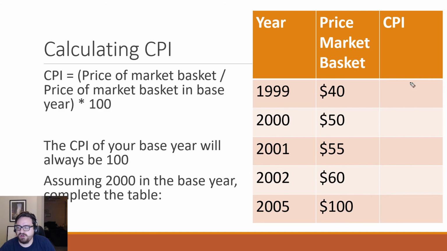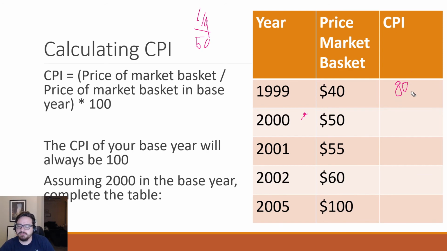So let's run through the logic of that. It says assume 2000 is the base year. I should say is the base year, not in. But that's my base year, it's 2000. So if I'm finding the CPI of 1999, I take 1999's market basket price, that's 40. I divide it by 50. That's the price of my market basket in the base year. My base year is 2000, the price of it then is 50. 40 over 50 is 4/5. That's 0.8 times 100 is 80.